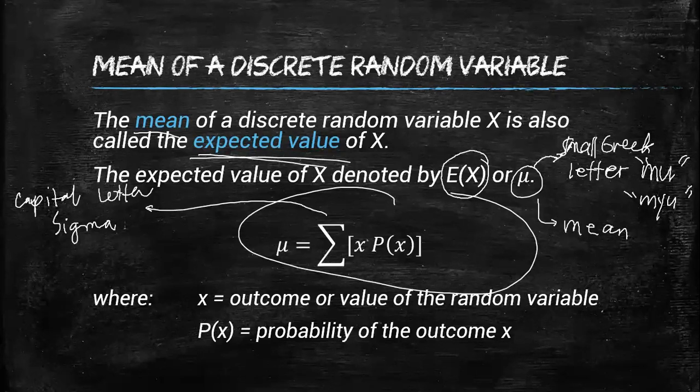So, we have the formula. Mu, or the mean, is equal to the summation of x times p of x. By the way, class, hindi natin siya binabasa as sigma. Instead, we read this as summation. So where x is the outcome or the value of the random variable and p of x is the probability of the outcome or of the variable x. Familiar ba si x and p of x?